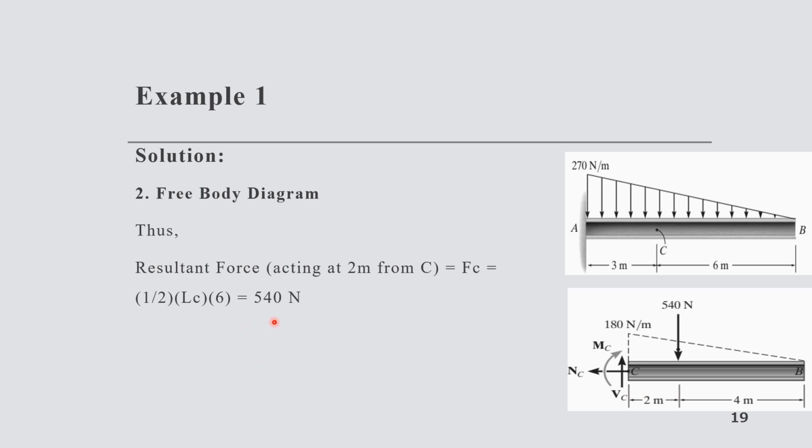How have we determined this? This is simply the load distribution or the area under this particular loading diagram. 1 by 2 into LC, the load intensity at point C, into 6, this length, and this comes out as 540 Newton.